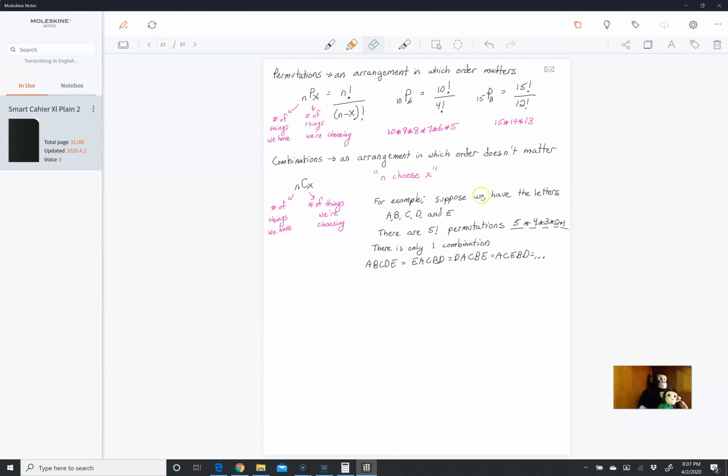Okay, so let's say that instead we're not choosing every letter. So we know if we're choosing every letter, okay, if it's 5C5, for example, 5C5 is equal to 1.